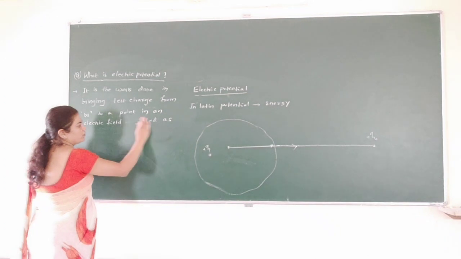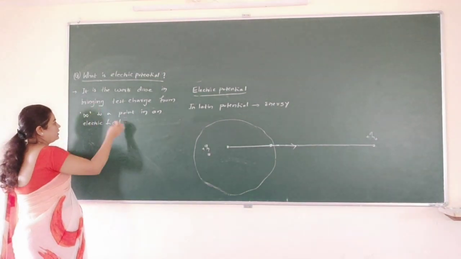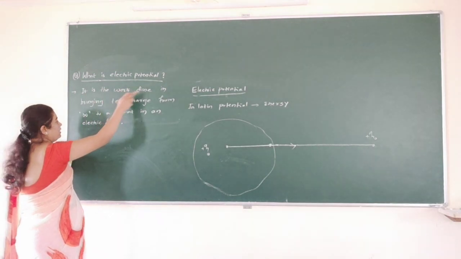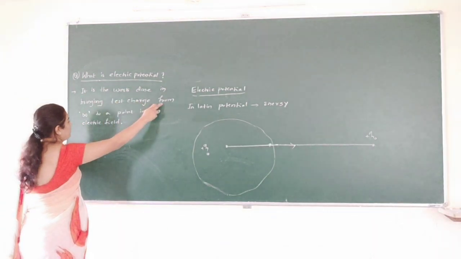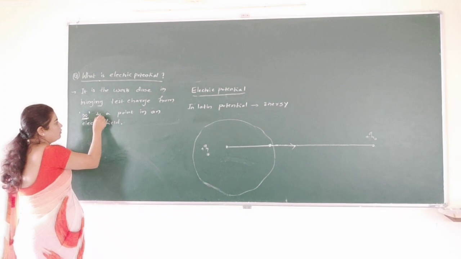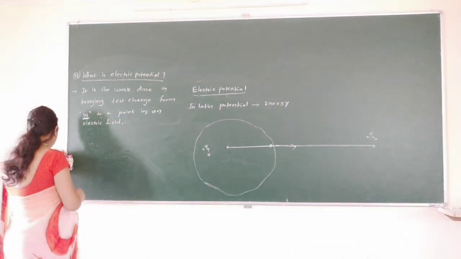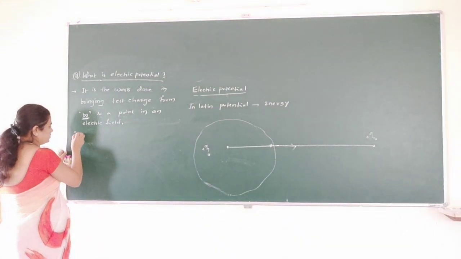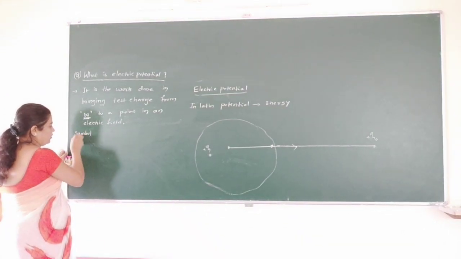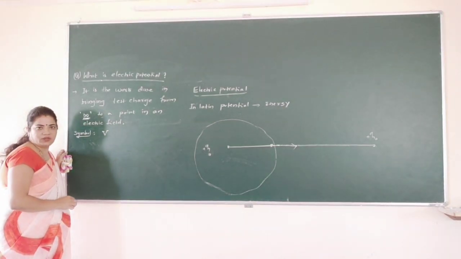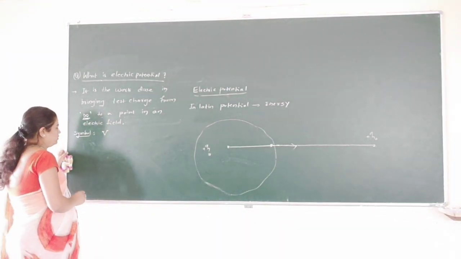There is no need to say "is called as" here; the sentence ends directly. What is electric potential? It is the work done in bringing a test charge from infinity to a point in an electric field. Okay. Now what is the symbol? Symbol V. Capital V we should write as a symbol.